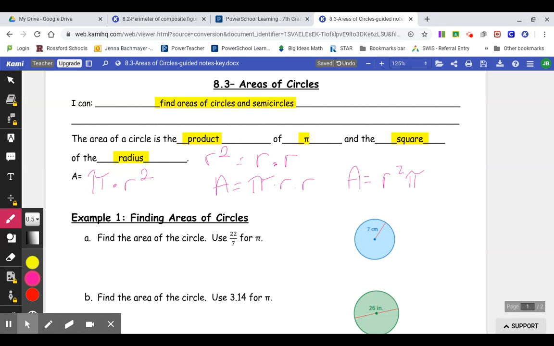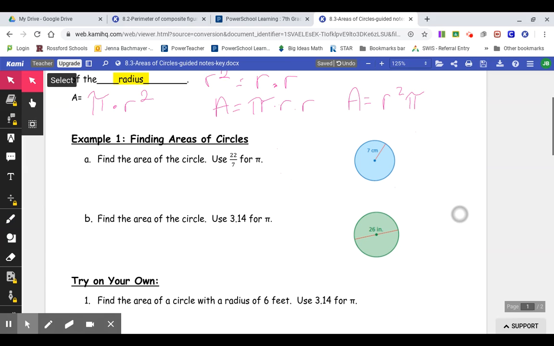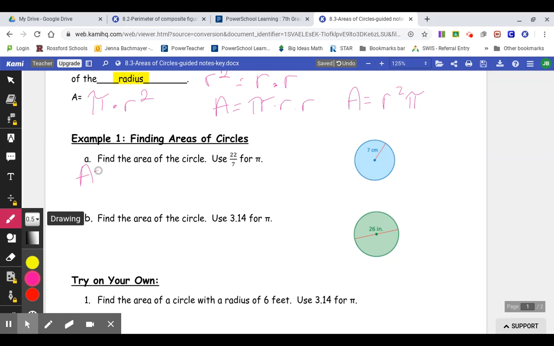It says find the area of the circle. Use 22/7 for pi. So our area formula is pi r squared. Our radius, remember radius is half, so from the center to the end point or the edge of the circle. So we have 7 squared times pi. That's going to be our area. So 7 squared is 49. So I have 49 pi.